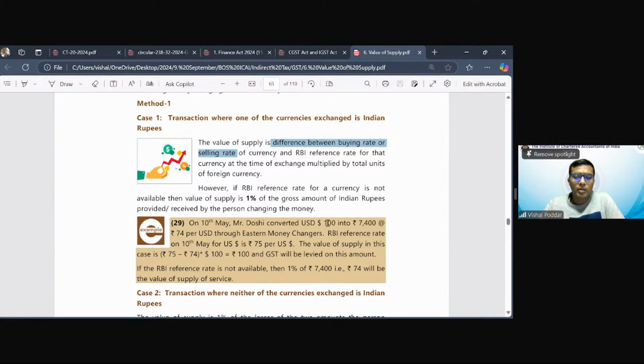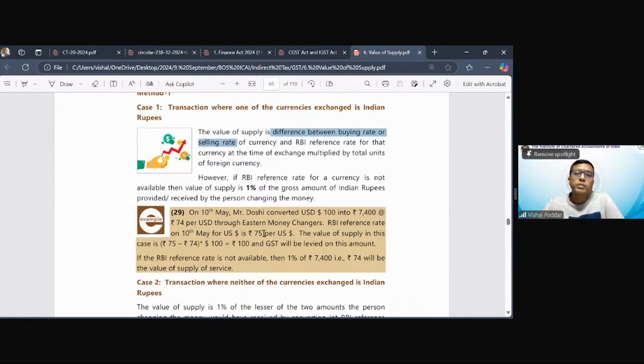Like in this example, rupees 74 per USD is one of the rates, and the other rate is rupees 75 per USD. In this particular case, you take the difference between the two rates, one the buy rate and one the sell rate, both given by the RBI, and the difference comes to rupee 1. Rupee 1 is multiplied by the number of dollars that you are exchanging. In this example, you are exchanging $100, so the value will be 100.